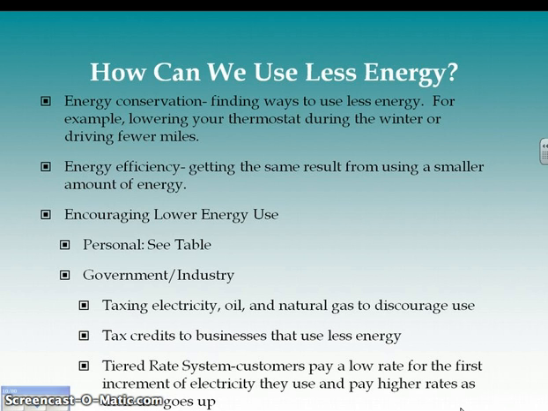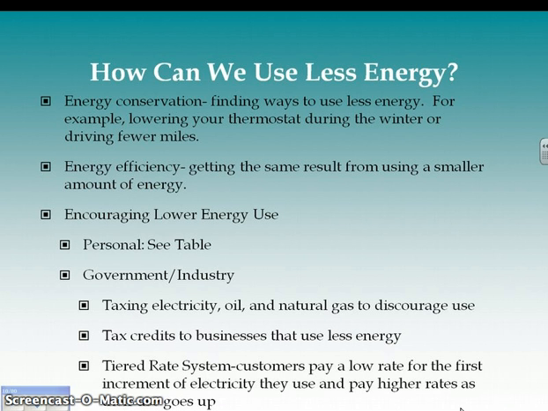We can also encourage lower energy use. In a minute, we're going to look at some personal choices and some personal things that each of us as individuals can do. But the government and industry can also offer incentives to use a lower amount of energy. That can include taxing electricity, oil, and natural gas to discourage their use. So if the electricity is produced by using a non-renewable energy resource, that electricity could cost more or could be taxed. Tax credits could also be offered to businesses that use less energy.